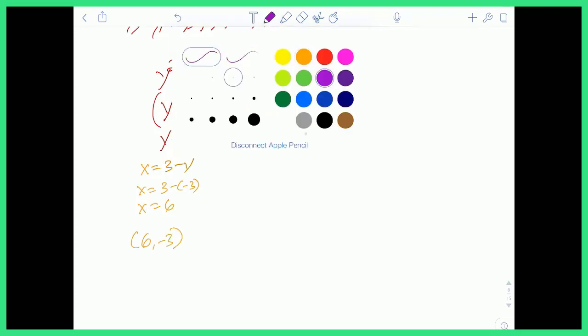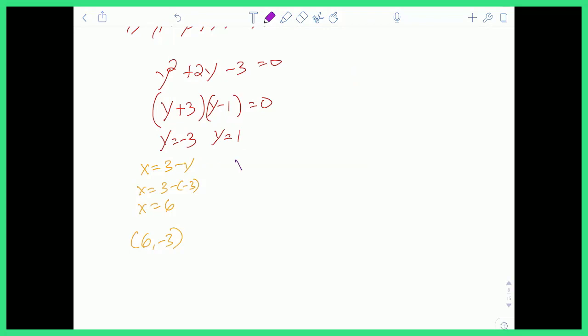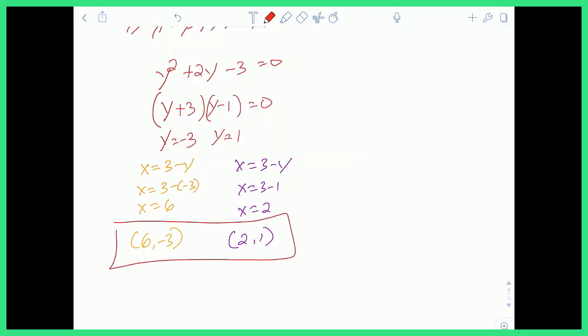And if I try another one, I let y be 1, and I know x is 3 minus y, and x is 3 minus 1, so x is 2. So the xy coordinate pair is (2, 1). So these 2 points together are the solutions. Those are the points at which the slope of the tangent of the graph is equal to negative 1/3.